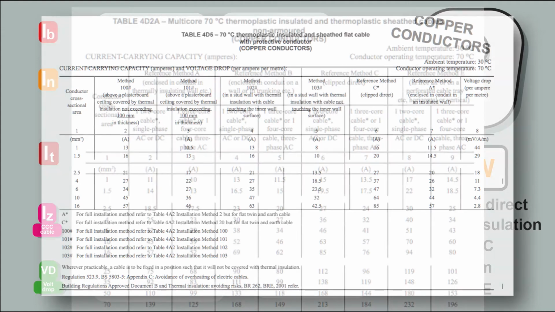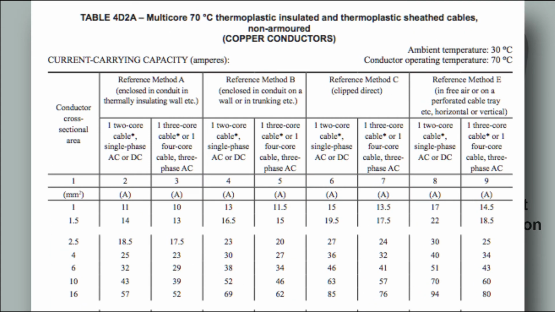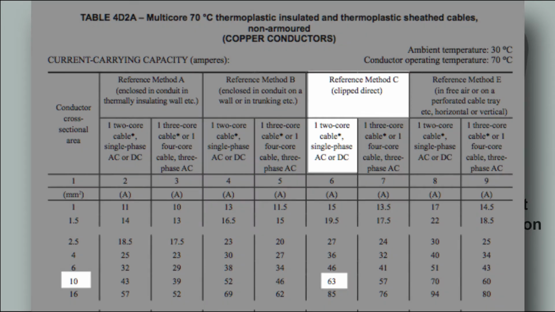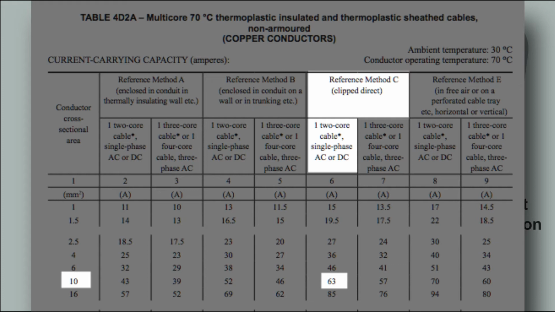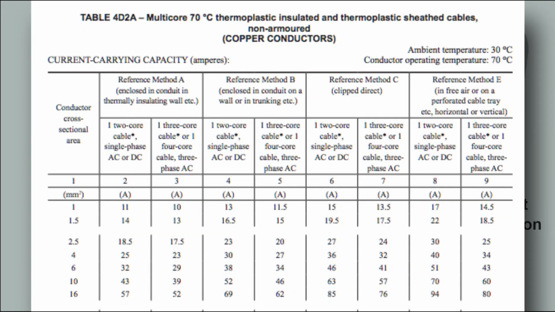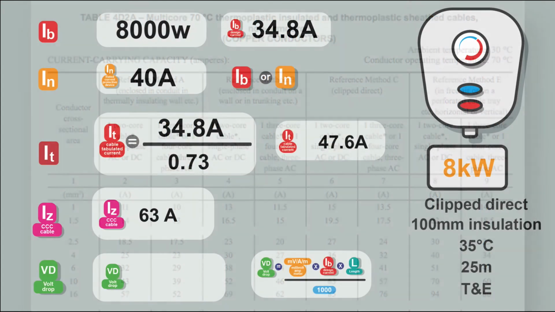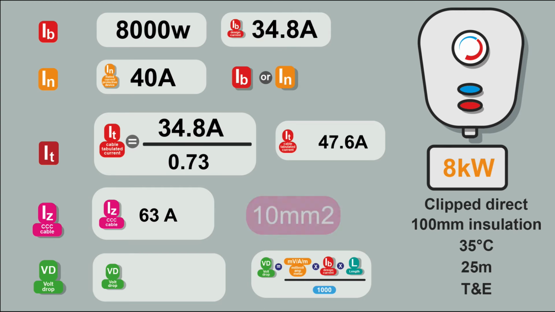And if you look down the correct column, reference method C, and our It is 47.6 amps. We look down, 6 mil is 46 amps, so that's no good. We have to go up to 10 mil cable, which is 63 amps. So our Iz will be a 10 mil cable with a current carrying capacity of 63 amps. And the fact that it's gone to 100 millimeters of insulation has increased the size of the cable we need quite dramatically. This is why it makes sense to try and get your cables from A to B without going through insulation. But like we've said, sometimes you just can't do that.